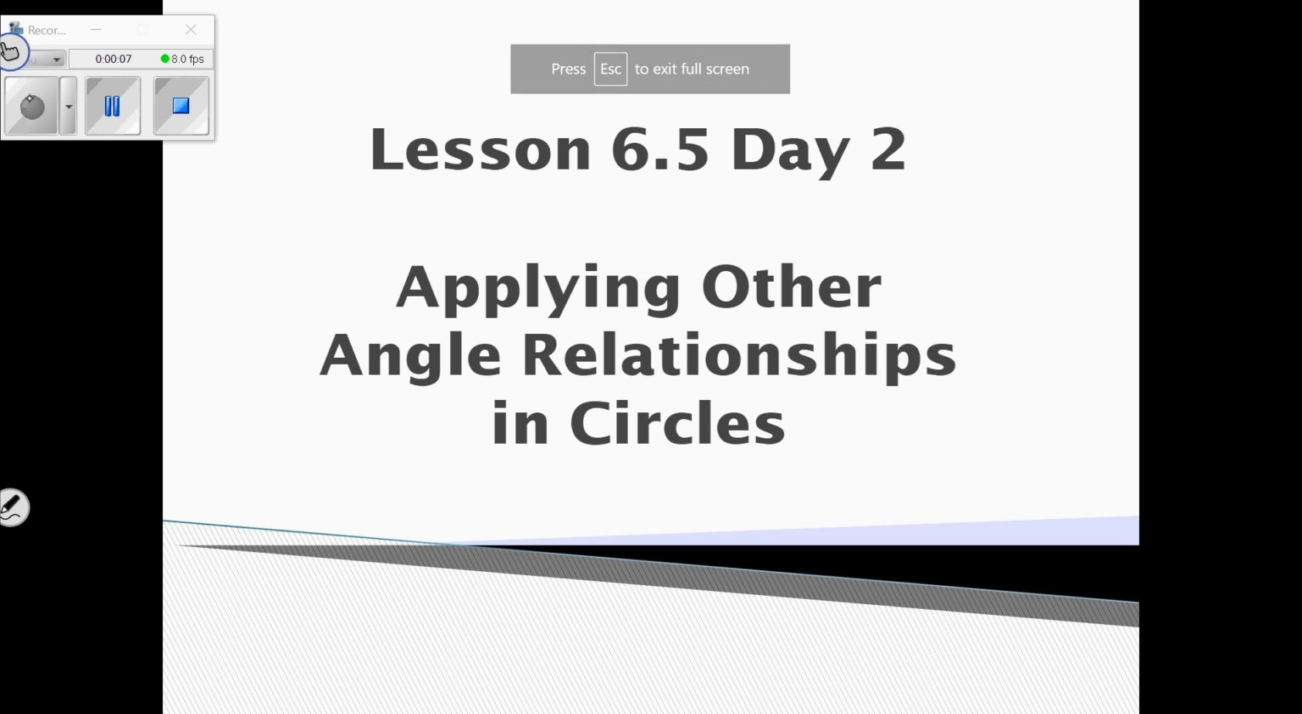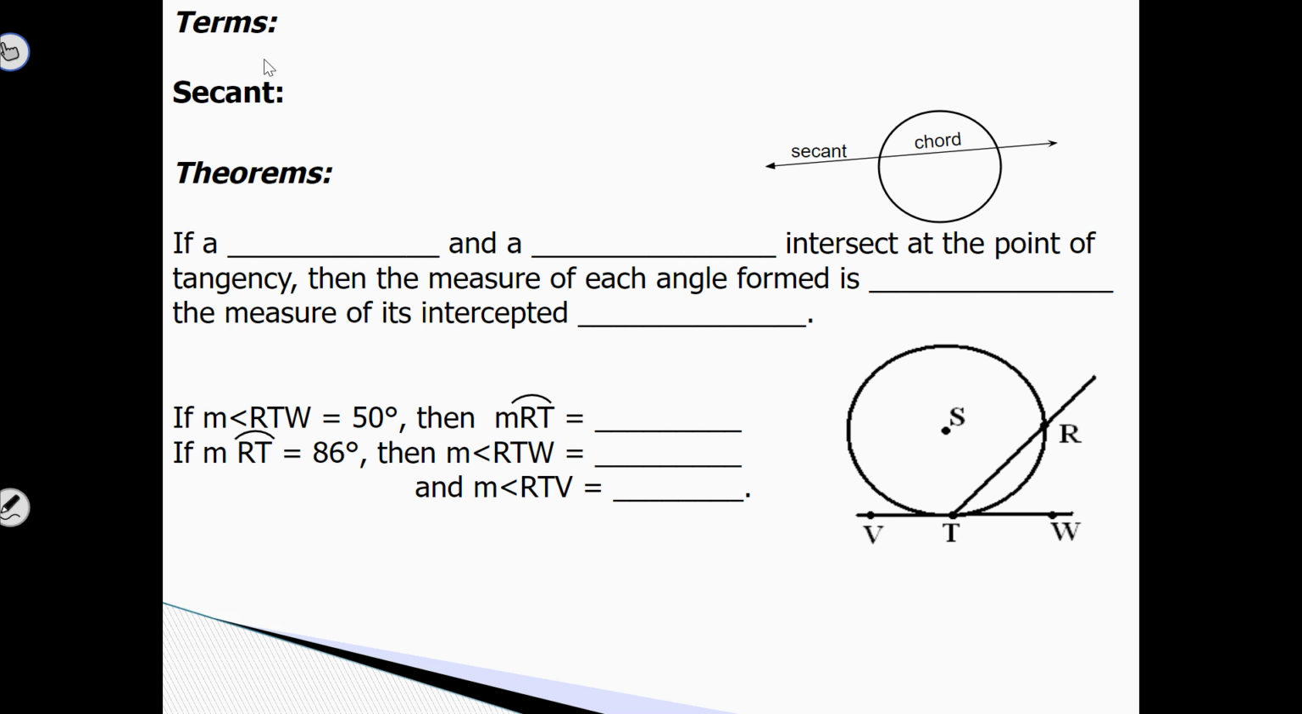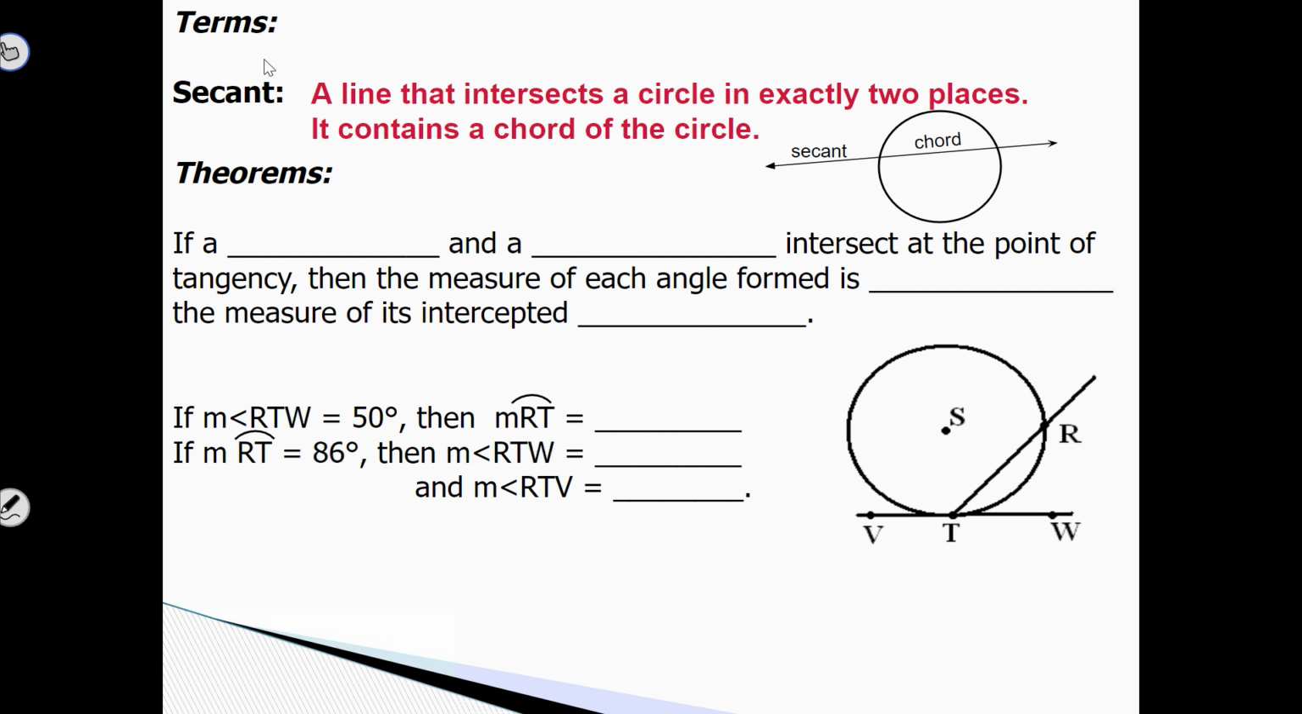So today we are going to introduce a couple new theorems for finding angles using the lines in or on our circles. But in order to do that, we need to introduce one more type of line. The first line that we'll be introducing today is called a secant. A secant is a line that intersects a circle in exactly two places.